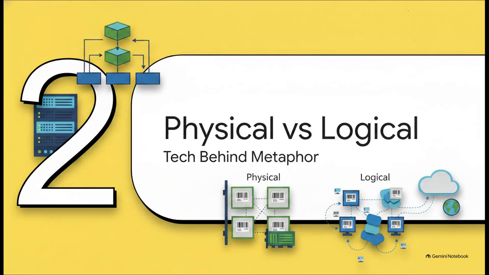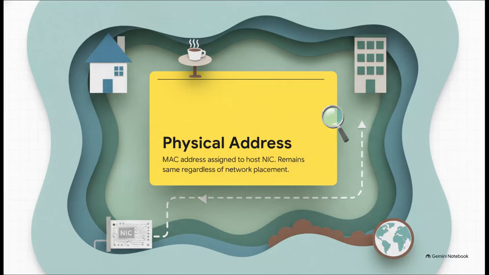Okay, moving right along to section 2, physical versus logical addresses. Let's look at the actual tech behind this metaphor. First up, we have the physical address, better known as the MAC address. And the reason we call it physical is because it is literally physically assigned to the host's network interface card, or the NIC. This physical address is absolute. It stays exactly the same regardless of where you place that host on the network. Whether you're connected at your house, a local coffee shop, or an office halfway across the world, that MAC address does not budge. It is the permanent, individual identity of that specific host.